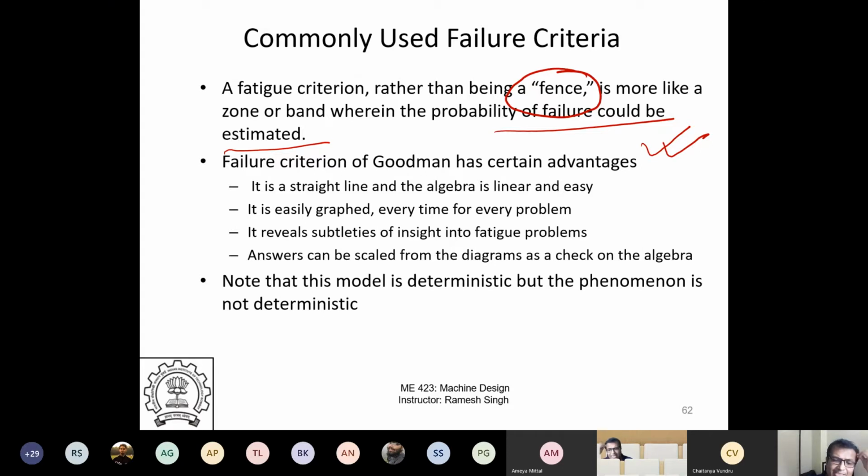And the failure criteria of Goodman has certain advantages. It's a very straight line. Algebra is linear and easy to be graphed. You can actually do graphical solutions and reveal subtleties of insight into fatigue problems. And analysis can be scaled from the diagrams to check on the algebra. So we'll actually solve a couple of problems today. We'll do Goodman and elliptic as well as Gerber. All of them we'll do, and then we'll see how easy or how difficult it is, and how different the answers are.